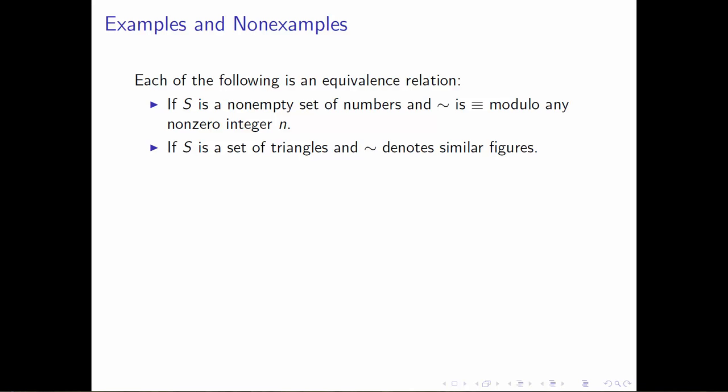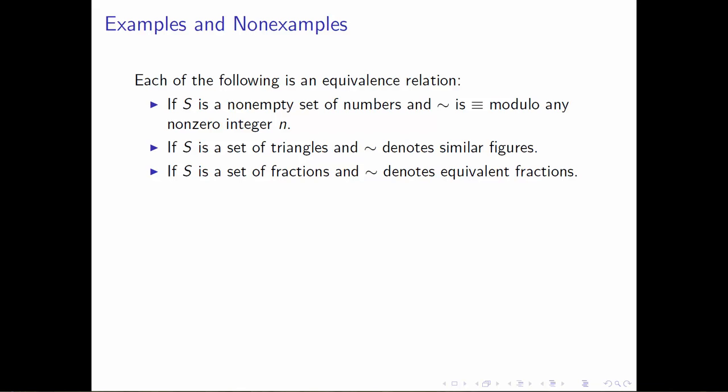Very fitting, if S is a set of triangles and we say that two triangles in the set S are similar if they are similar figures, that is, they're scalar multiples of one another, then this will partition the set S into equivalence classes.